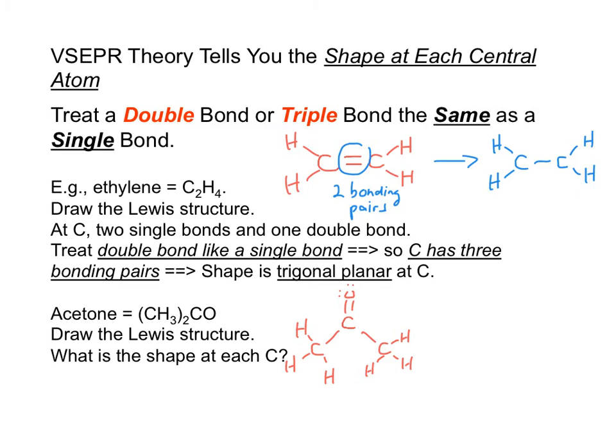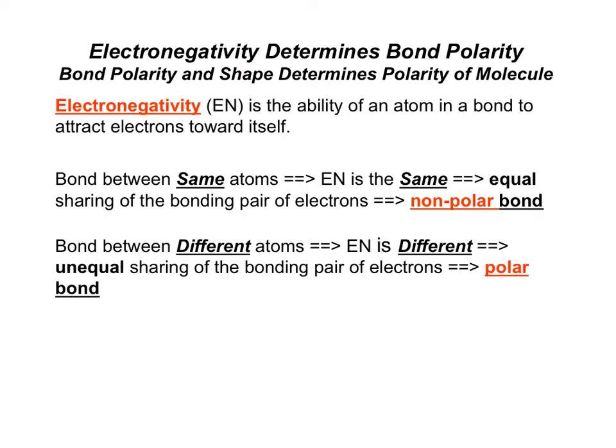And the answer is, these two carbons have four single bonds, so four bonding pairs, and zero lone pairs means tetrahedral. The middle carbon has two single bonds and a double bond. Treat the double bond like a single bond, so the carbon has three bonding pairs, so the shape is trigonal planar.